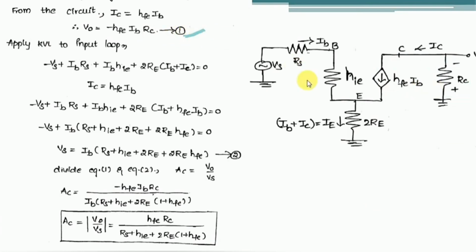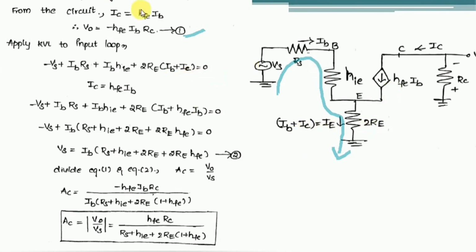Okay, now simply apply KVL to the input loop. Now what is the input loop? This is the direction in which we have to apply Kirchhoff's voltage law. Now if you write the equation, it is minus Vs plus IB into Rs plus IB into HIE plus, here the total current is IE. We know the relation between IE, IB and IC: IE is IB plus IC. So we can write 2RE into IB plus IC is equal to 0.